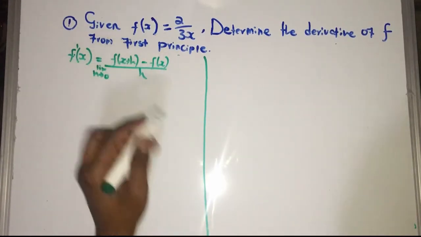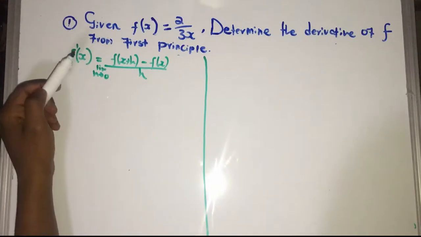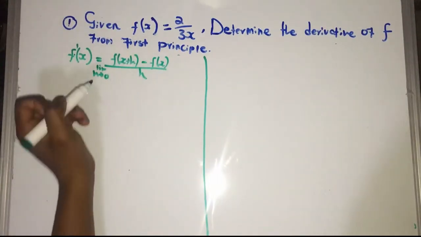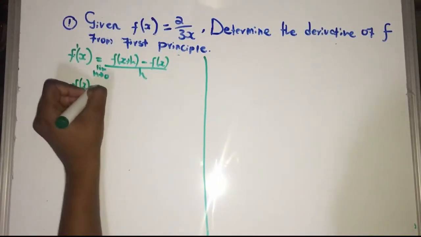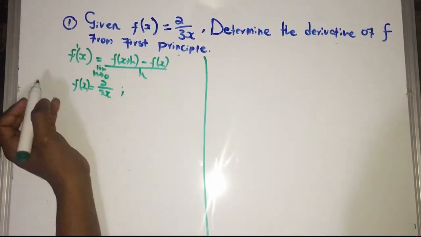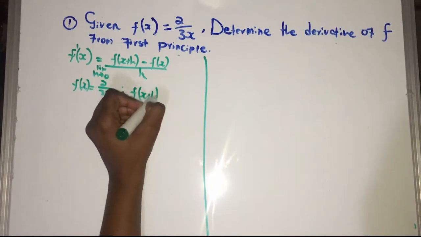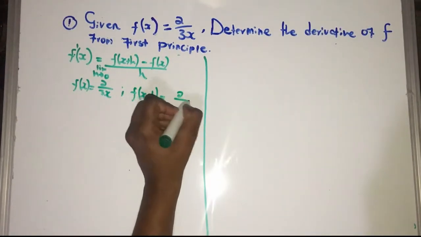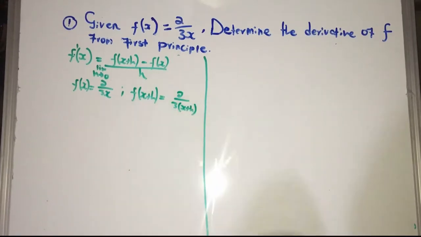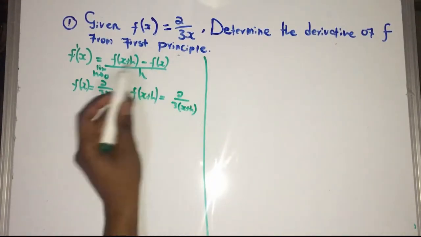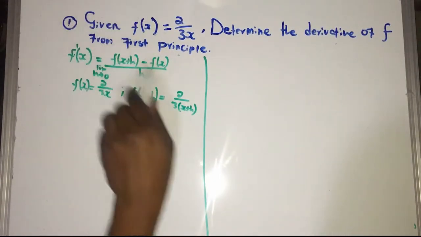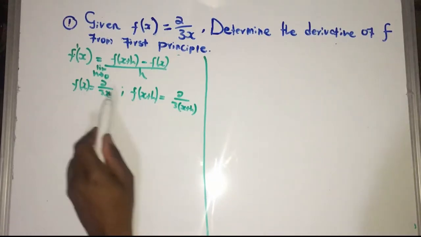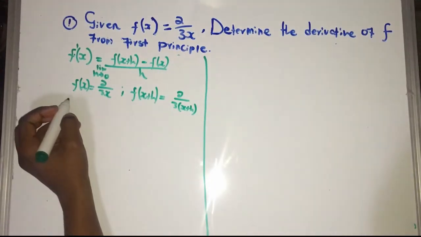Okay, so I think something important is to start by noting your f of x. f of x is just given. We know f of x is going to be 2 over 3x. And then what is f of x plus h? We're going to write 2 over 3 into x plus h. Okay, so that's that. Already, before you draw anything, you're going to write a mark there. Because what I see most people do is start with the formula and then put everything together, and what a mistake. Okay, so now just have f of x and then f of x plus h.